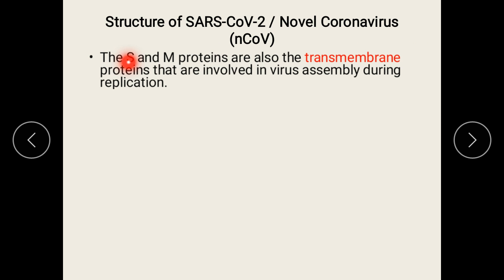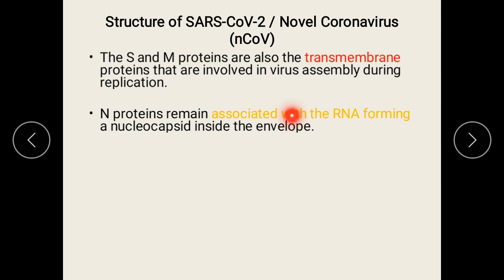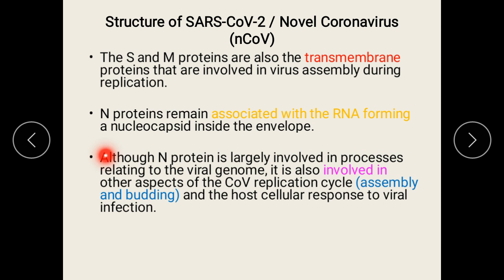Then the S and M proteins are also transmembrane proteins, meaning they span the membrane, and they are involved in virus assembly during the replication of the virus. The N protein remains associated with RNA, forming the nucleocapsid inside the envelope. Although the N protein is largely involved in processes relating to the viral genome, it is also involved in other aspects of the coronavirus replication cycle, that is assembly and budding, and the host cellular response to viral infection.